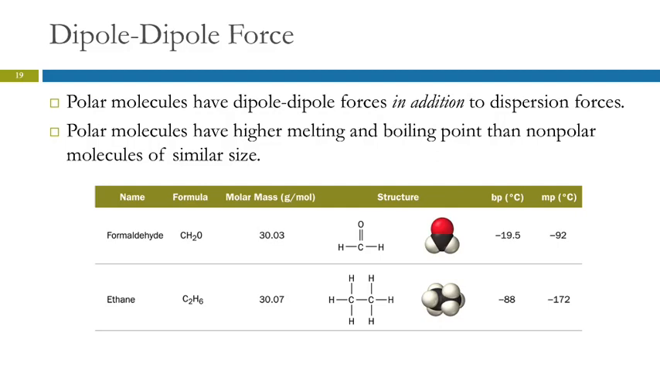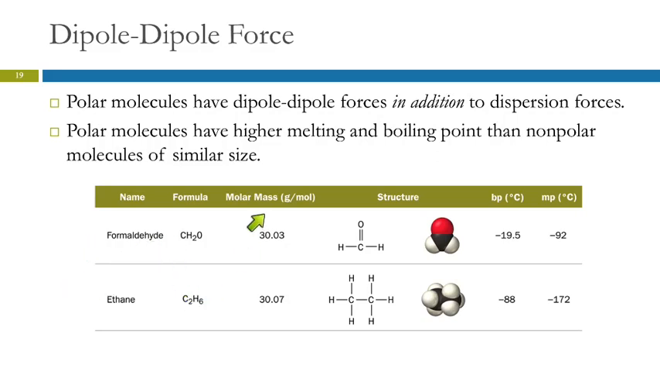So polar molecules have dispersion forces because everything has dispersion forces. They also have dipole-dipole forces. So polar molecules, in general, have higher melting and boiling points than nonpolar molecules. You have to compare things of similar size, though. So here we're going to compare formaldehyde and ethane.